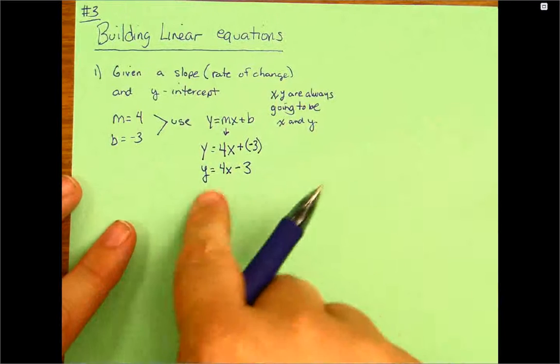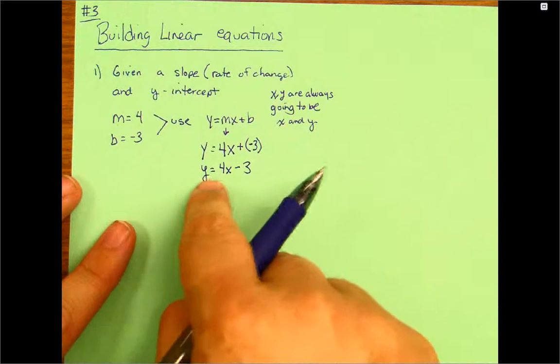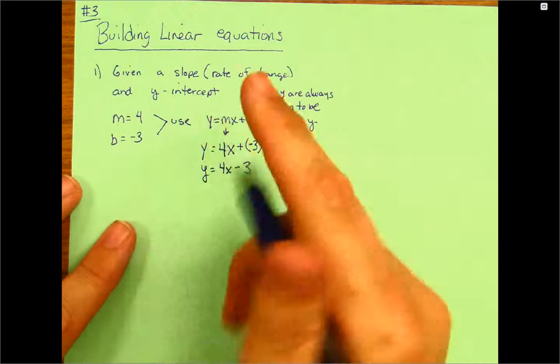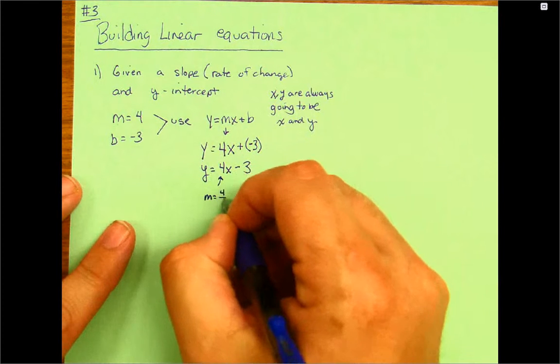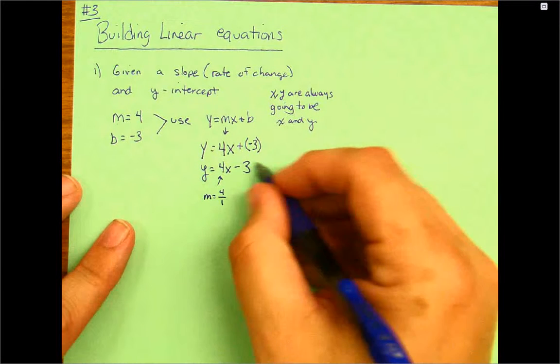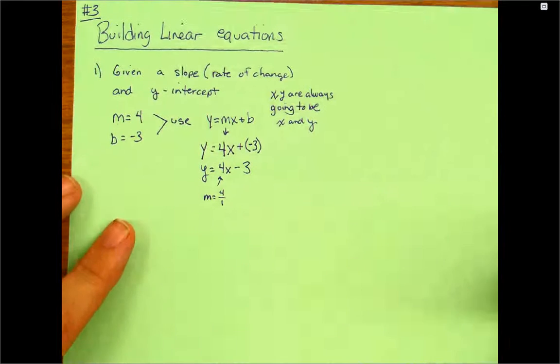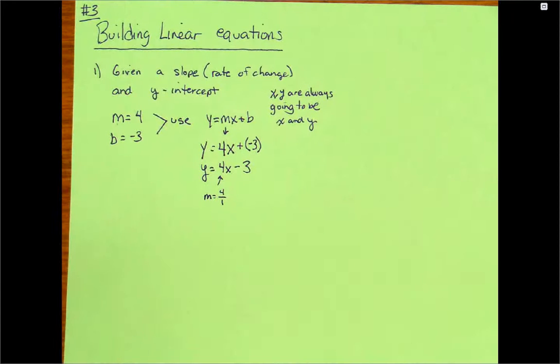And then you can look at this and you can figure out, all right, this guy represents m, which is 4 over 1, and that guy represents my y-intercept. So be happy when you get your slope and your intercept, because then you can create the equation really easy. And now any point on that line works. You just plug it in the equation, it works. It works 100% of the time.